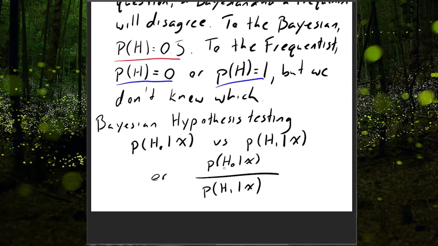Alternatively, if I have a number less than 1 for this fraction, then that means that my denominator is bigger than my numerator, and the probability of the alternative hypothesis being true is greater than the probability of the null hypothesis being true. So, the point of all this is to give you a little bit of a flavor of the difference between thinking of inference as a frequentist and thinking of inference as a Bayesian.